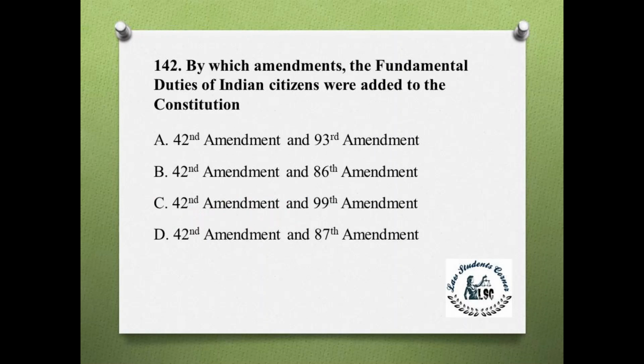Question number 142. By which amendments the fundamental duties of Indian citizens were added to the Constitution? Option A, 42nd Amendment and 93rd Amendment, option B, 42nd Amendment and 86th Amendment, option C, 42nd Amendment and 99th Amendment, option D, 42nd Amendment and 87th Amendment. Correct answer is option B, 42nd Amendment and 86th Amendment.